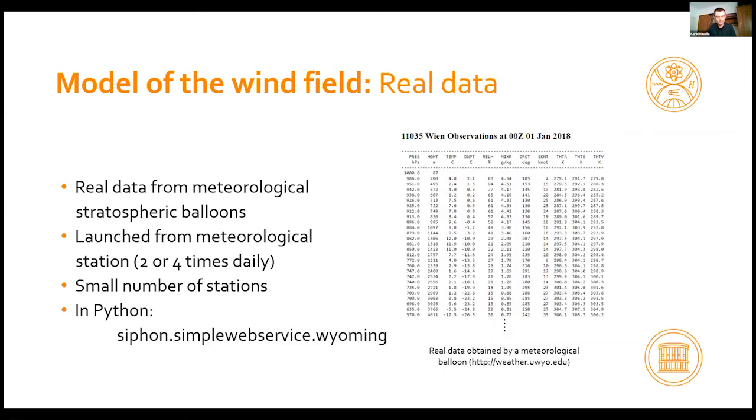On the other side, real wind field data from meteorological stratospheric balloons are also available. These balloons are launched from selected meteorological stations 2 or 4 times daily. However, the disadvantage is the small number of stations that perform measurements using balloons. The data can be downloaded from the University of Wyoming website, and at the same time we can work with the database in Python using this library.